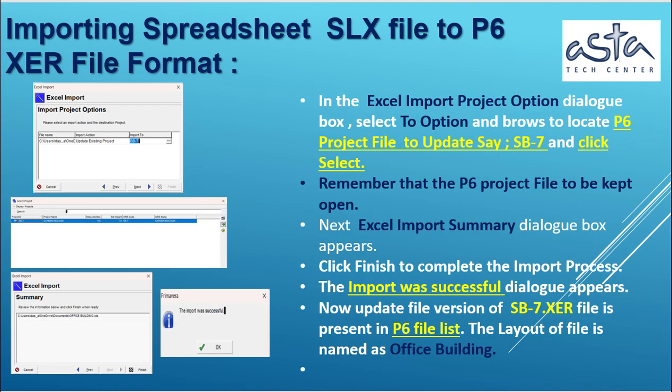In the Excel Import Project option dialog box, select to open, and browse to locate P6 project file to update, say, SB7, and click Select. Remember that the P6 project file has to be kept open. Next, Excel Import Summary dialog box appears. Click Finish to complete the import process. The import was successful dialog appears. Now the updated file version of sb7.xer file is present in P6 file list. The layout of file is named as Office Building.